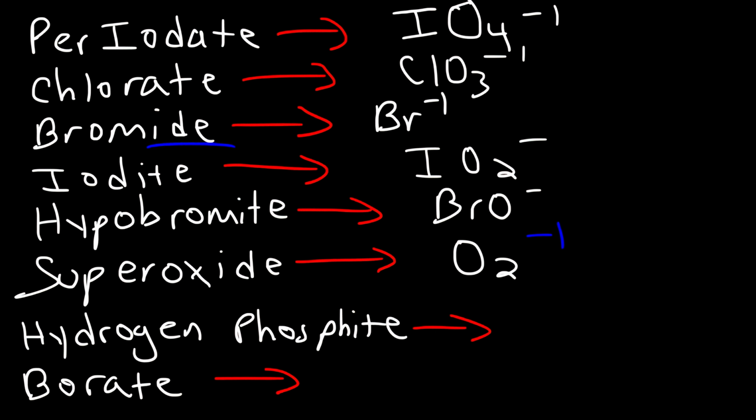Hydrogen phosphite. So we have a hydrogen and the phosphite ion. If we put those two together, it's simply going to be HPO3, and we add the charges. +1 and -3 adds up to -2. Borate, it's simply BO3 with a -3 charge. So here are some more examples.